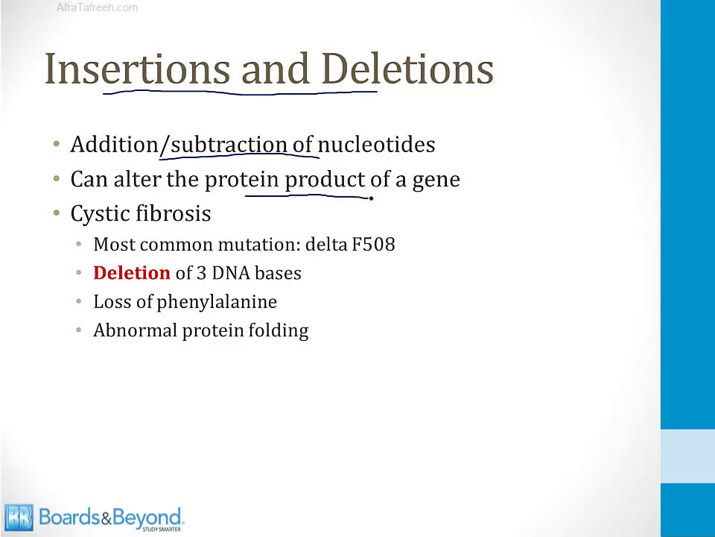And there are many examples of insertions and deletions in genes that cause disease, but one classic example is cystic fibrosis. The most common mutation is called the delta 508 mutation. This is caused by a deletion of 3 DNA bases or nucleotides that leads to the loss of the amino acid phenylalanine in the final protein product. This leads to abnormal protein folding, and that's what causes the clinical condition of cystic fibrosis.